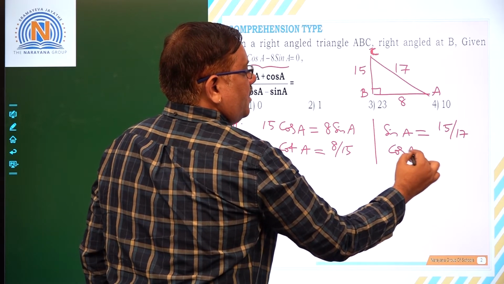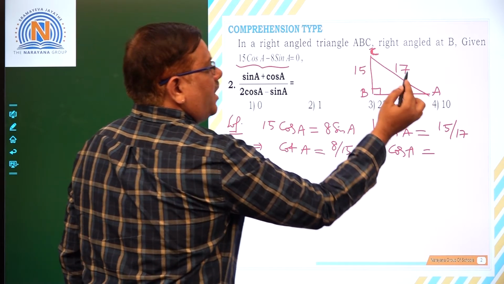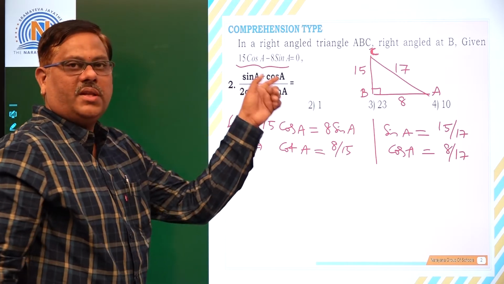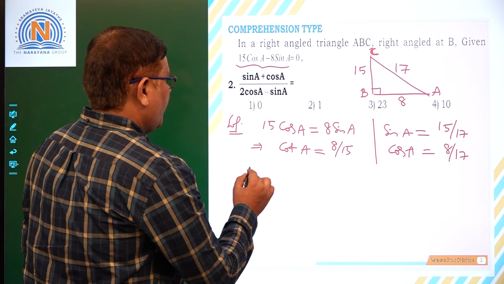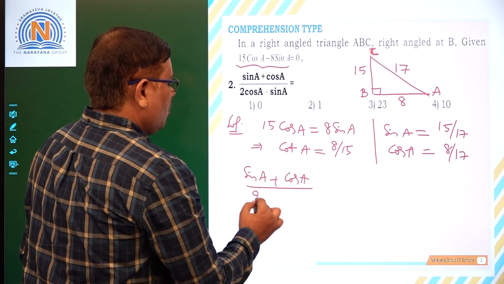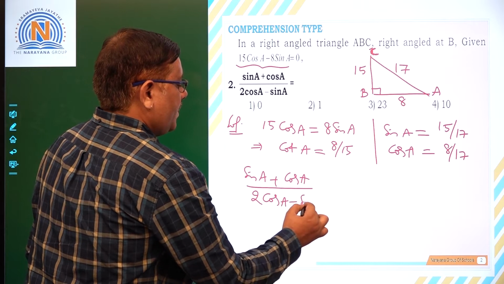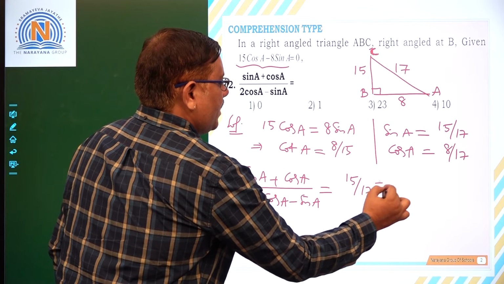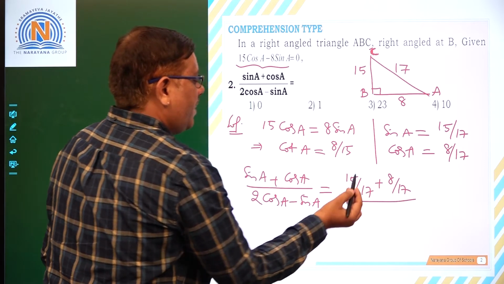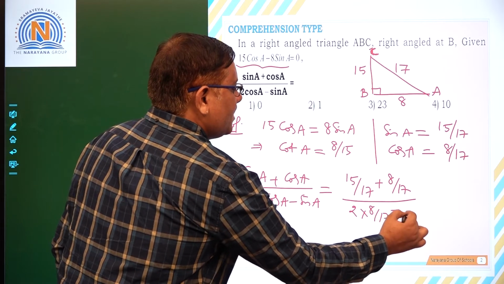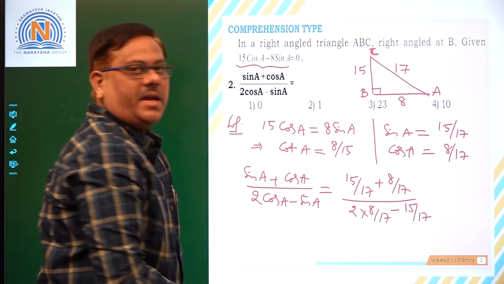Similarly, what is cos A? Adjacent side to angle A by hypotenuse, that is 8 upon 17. Now these values let us substitute in the given expression. So we have (sin A plus cos A) by (2 cos A minus sin A), that is given by sin A means 15 by 17 plus 8 by 17, that is cos A value, by 2 into cos A, 2 into 8 by 17 minus 15 by 17, that is sin A value.